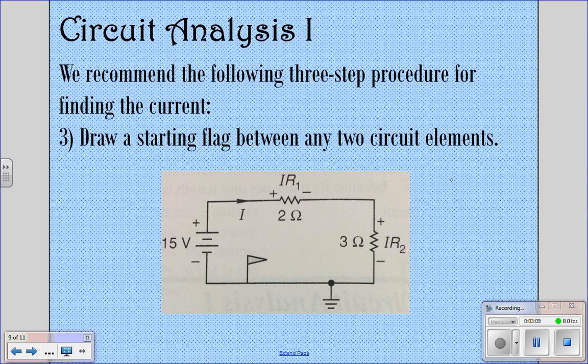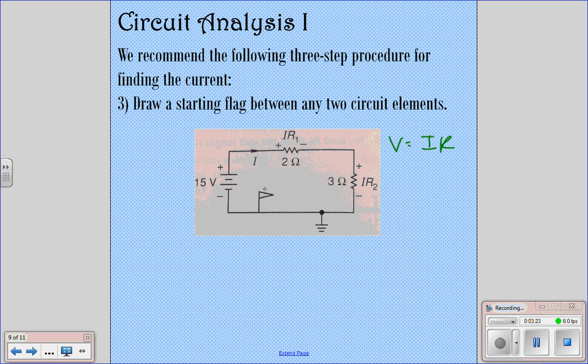Because remember your formula V equals I R. And we know that all of the voltages in the circuit have to add up to 0. So if we go counterclockwise from the flag, we're going to have negative I R sub 2. And then we're going to have negative I R sub 1. And then we're going to have a positive 15. And those are the only three we have, so those all have to add up to 0.